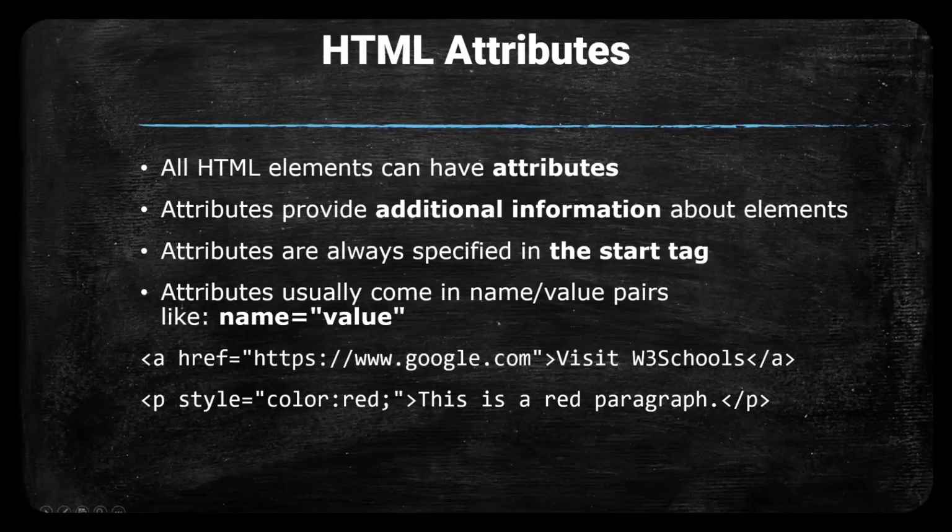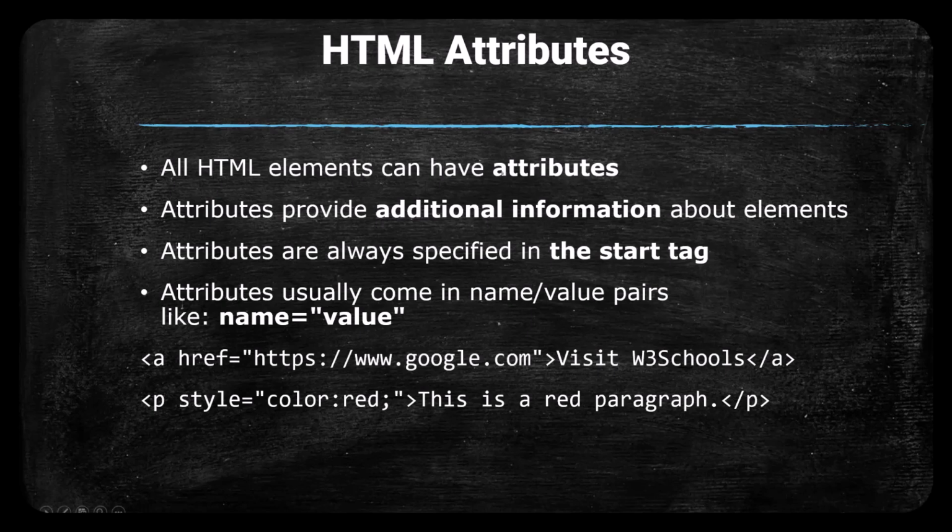So here are our HTML attributes. All HTML elements can have attributes. Attributes provide additional information about an element. Attributes are always specified in the start tag. It means you can add some qualification or some attributes at the start of a tag. In an opening tag you add some information which can improve the tag, and I will show you with an example because an example can explain it better.